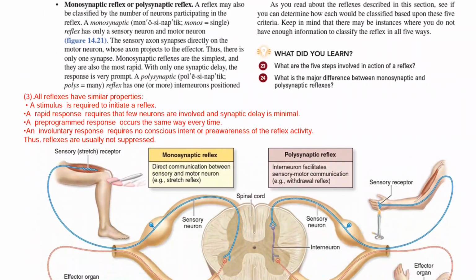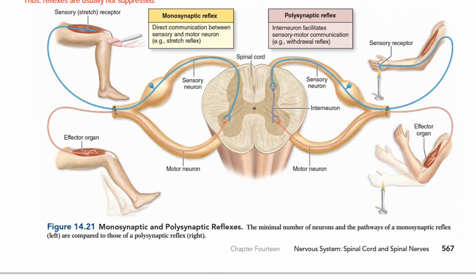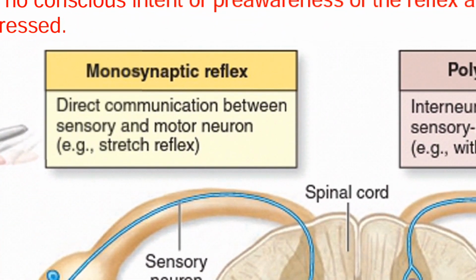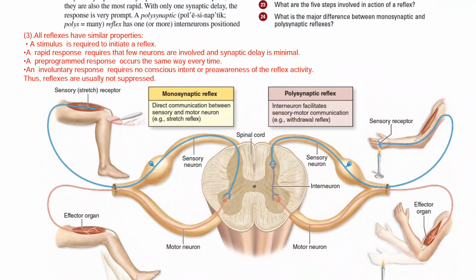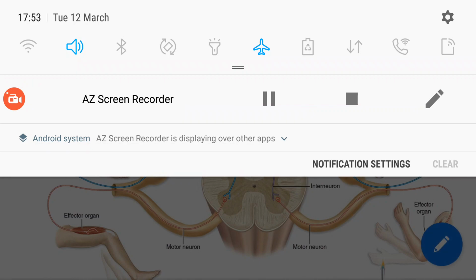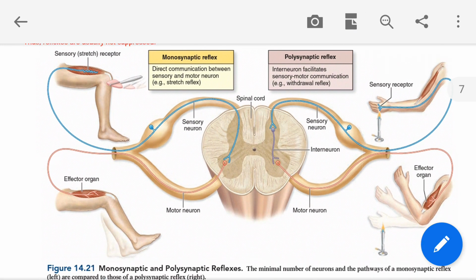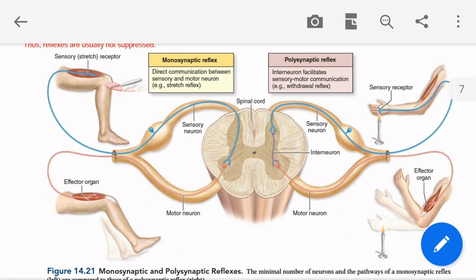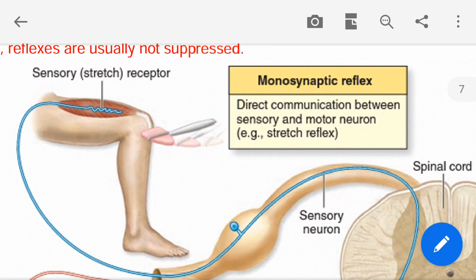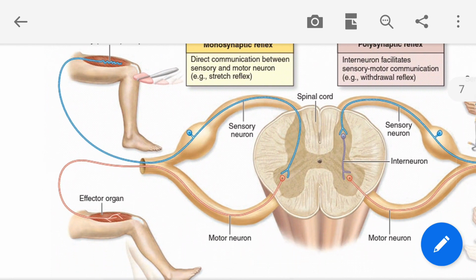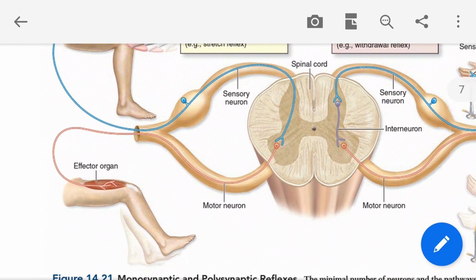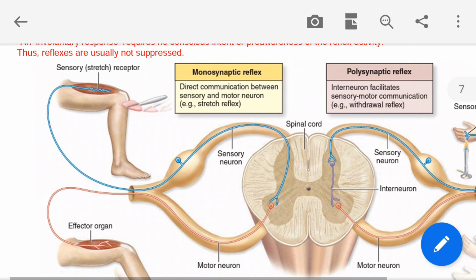Okay, now we are discussing, as you can see over here, it is written monosynaptic reflex and polysynaptic reflex. Now here, on the left hand side, the monosynaptic reflex, we have already discussed this. How the patient was uplifting his knee, extending his knee, that we have discussed.